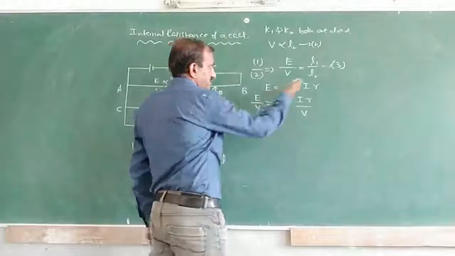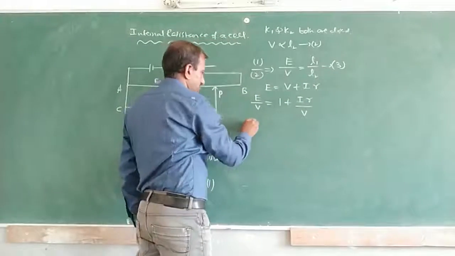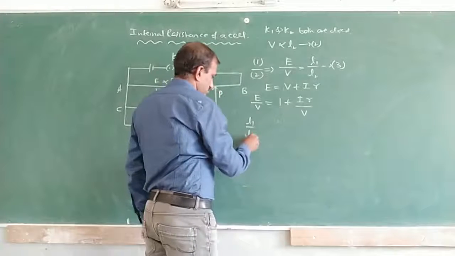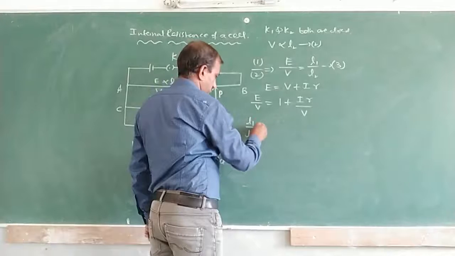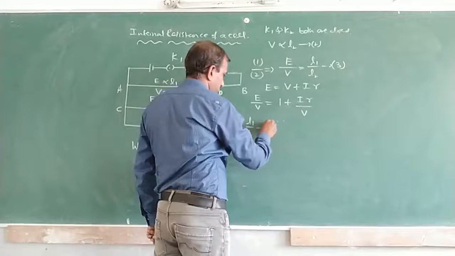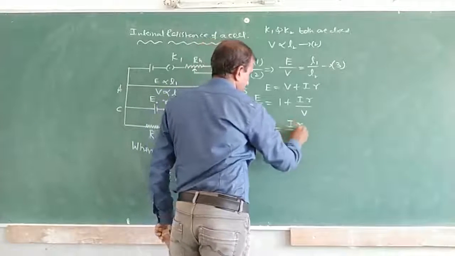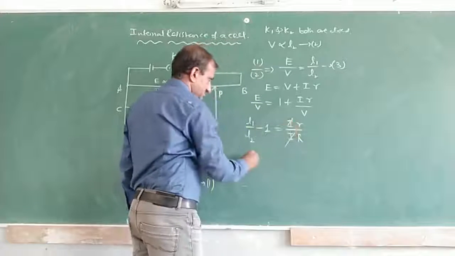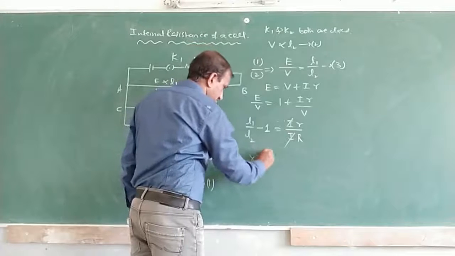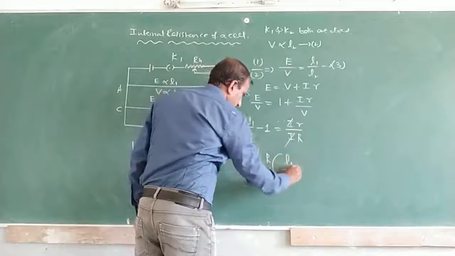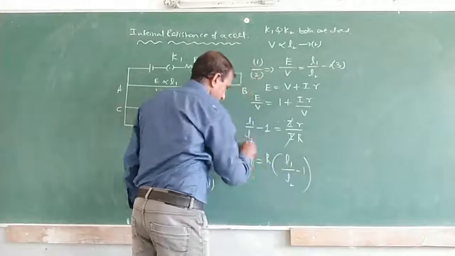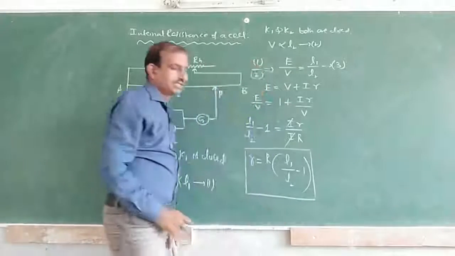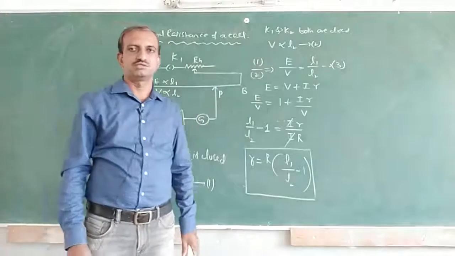E by V, from equation 3, is L1 by L2. Take the 1 to the left side. This becomes L1 by L2 minus 1 is equal to I into r divided by V. V is equal to I into capital R. I cancels. So small r is equal to capital R into L1 divided by L2 minus 1. This is the internal resistance of the cell. So we can find the internal resistance of a cell using the potentiometer.